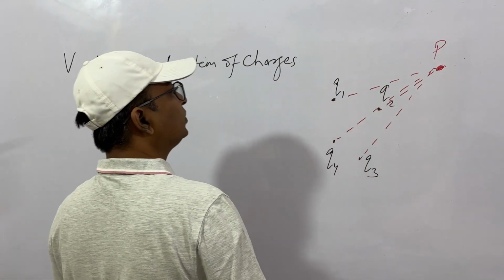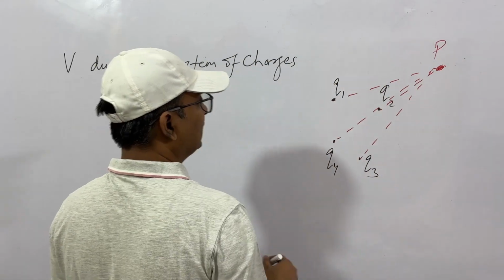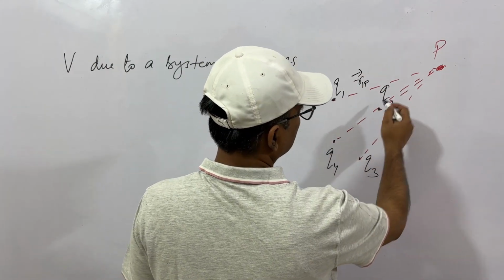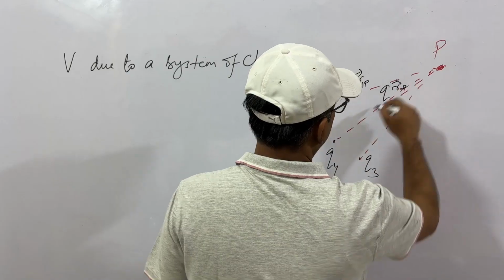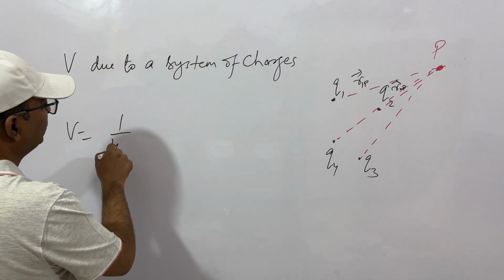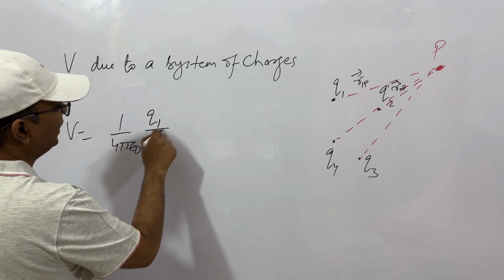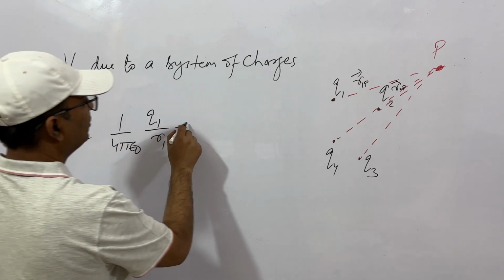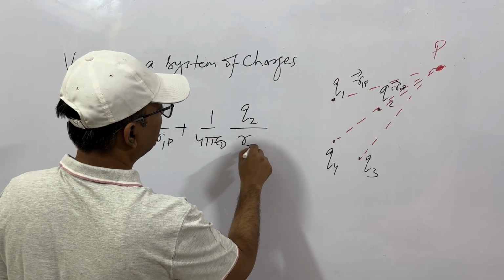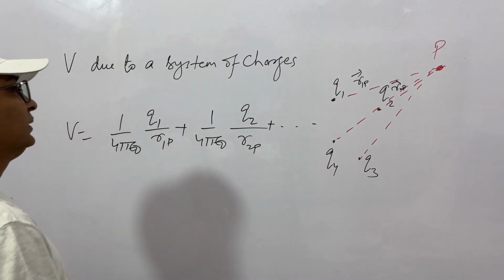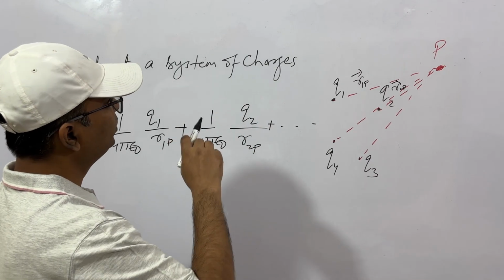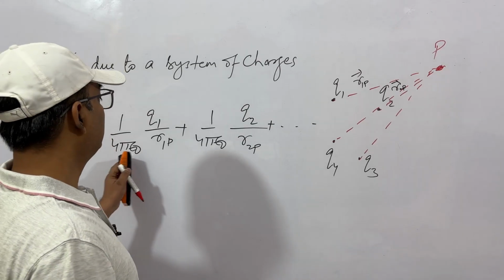What is the electric potential due to this system of charges? Let's say this is Q1, so R1P is the position vector for this. This is Q2, R2P, and so on, R3P, R4P. So the potential will be 1 by 4 pi epsilon 0 Q1 by R1P plus 1 by 4 pi epsilon 0 Q2 by R2P, and so on. So this is the electric potential at a point due to a system of charges, that is, they all add up.